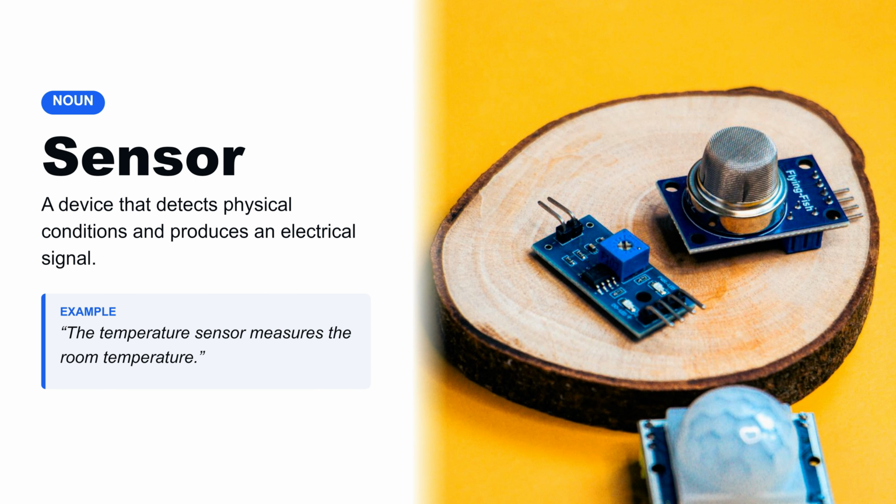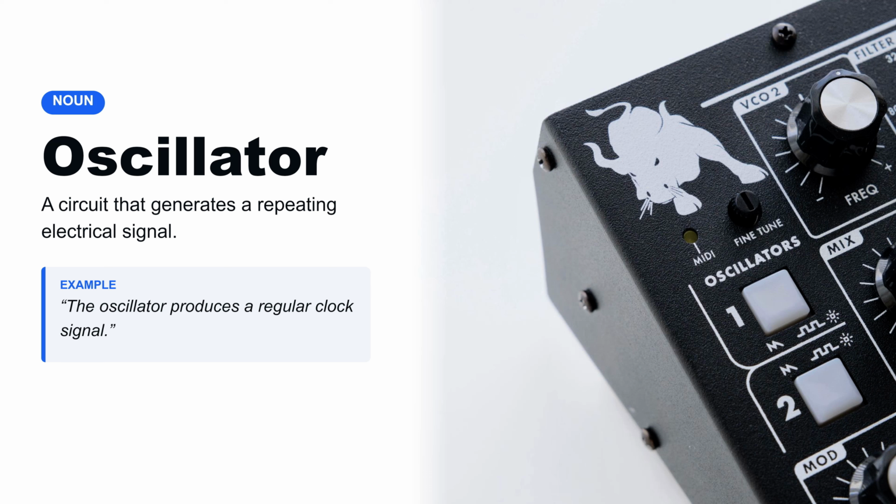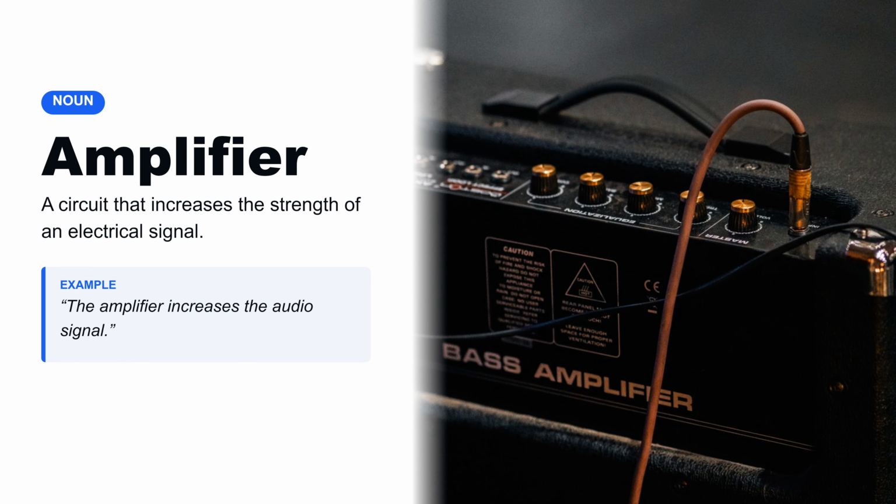Sensor. A device that detects physical conditions and produces an electrical signal. The temperature sensor measures the room temperature. Oscillator. A circuit that generates a repeating electrical signal. The oscillator produces a regular clock signal. Amplifier. A circuit that increases the strength of an electrical signal. The amplifier increases the audio signal.